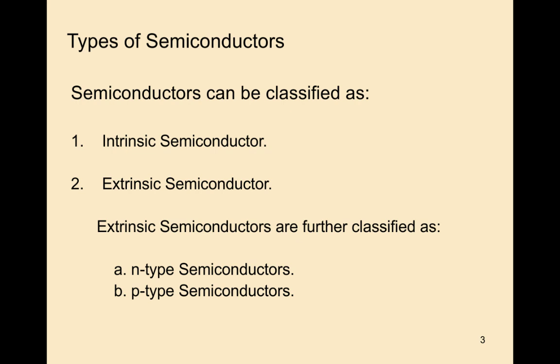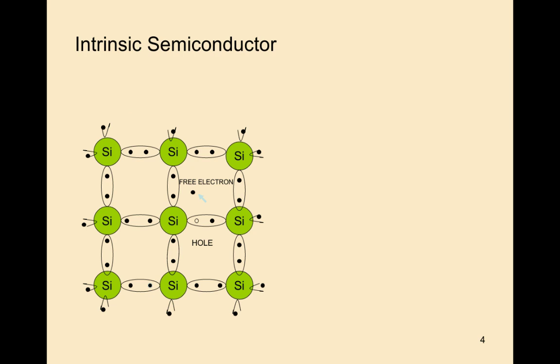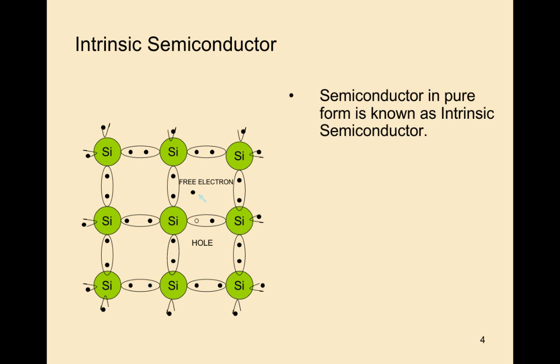So semiconductors are of two types. The first one is the intrinsic semiconductor, the second one is the extrinsic semiconductor. Extrinsic semiconductors are again classified into two types, N-type semiconductor and P-type semiconductor. Intrinsic semiconductor means the pure form of semiconductor. Silicon is an example of a pure semiconductor. A semiconductor in pure form is known as an intrinsic semiconductor. Examples are pure germanium and pure silicon.